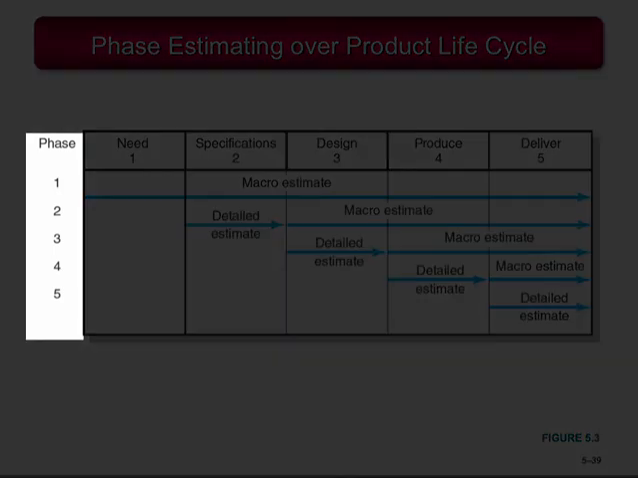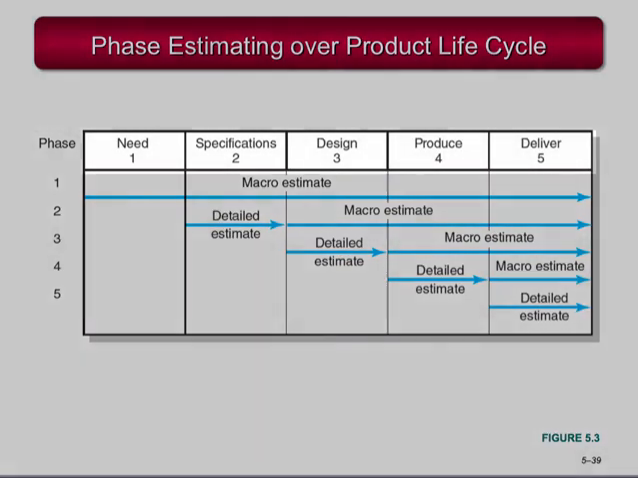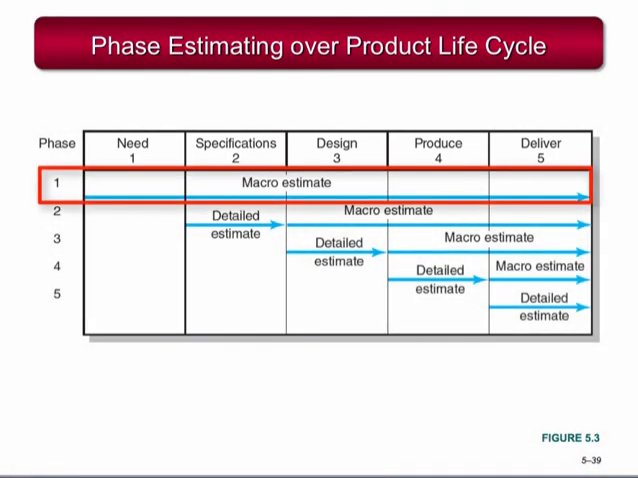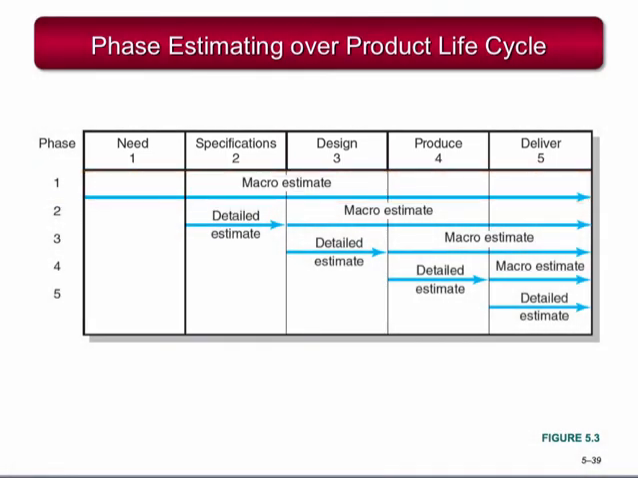The phases are listed on the left with the activity listed across the top. Phase 1 consists of a macro or top-down approach covering all activities. In Phase 2, a detailed estimate is determined for the activity, while an updated macro estimate is completed for the remaining activities in the project. This continues until the last phase of the project, where there is only one activity left. That one activity is estimated in detail.